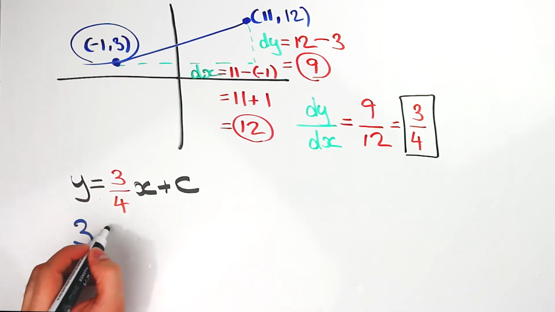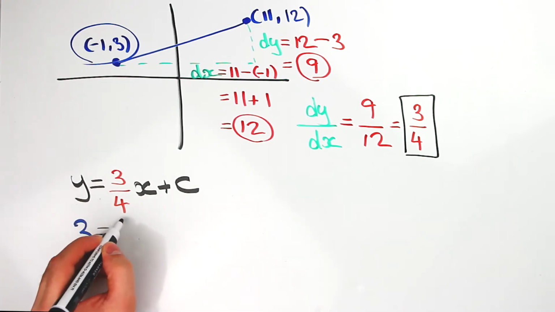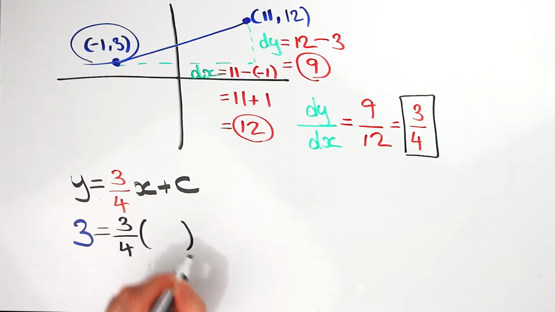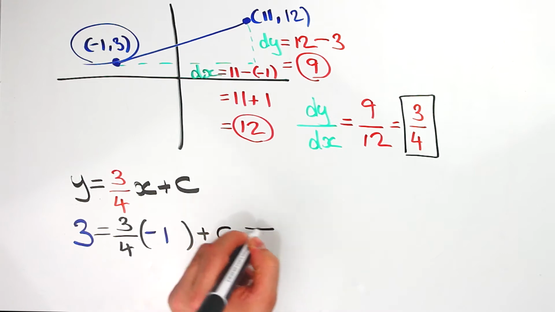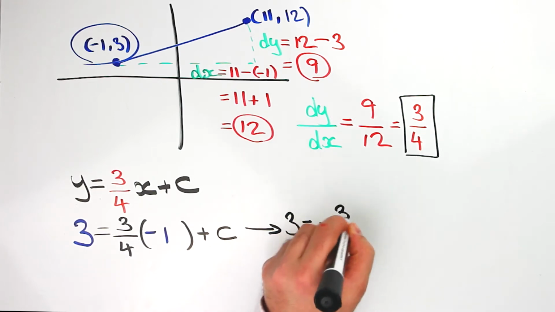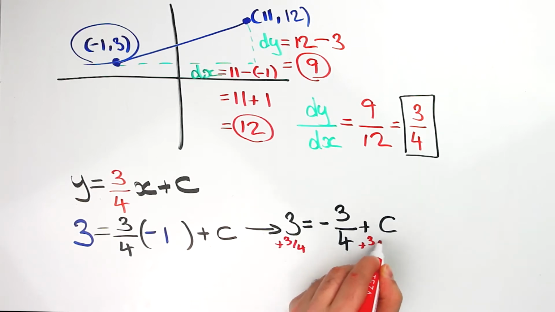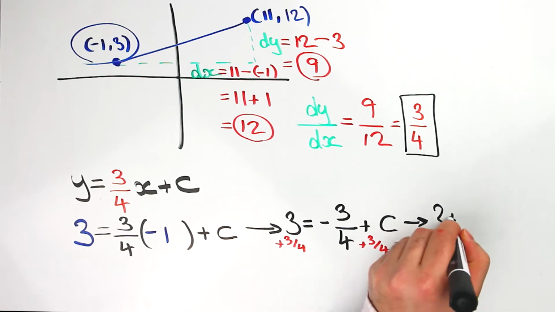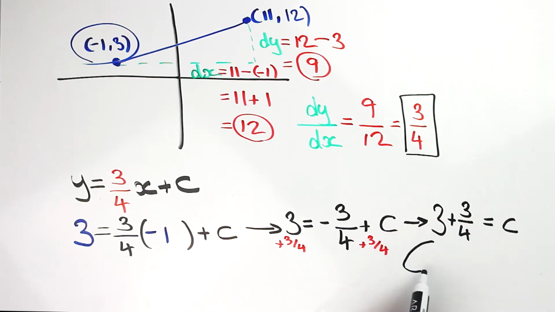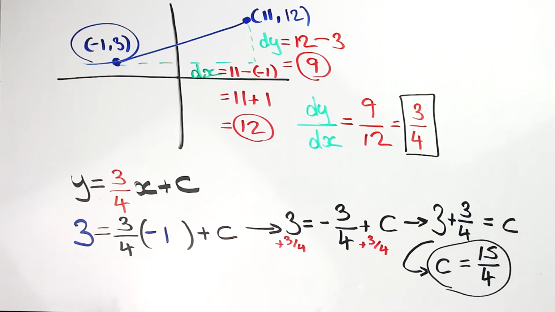So substituting that in for y and x, instead of y, we're writing 3 equals 3/4 multiplied by -1, since -1 is x, plus c. So simplifying that now, we've got 3 equals -3/4 plus c. Now we want to make c the subject. We're going to rearrange this. We are first going to add 3/4 on both sides. That means 3 plus 3/4 is equal to c. Simplifying that further, 3 add 3/4 is 15 over 4, and that's c. So now we can write our equation as y is equal to 3/4 x plus 15 over 4.